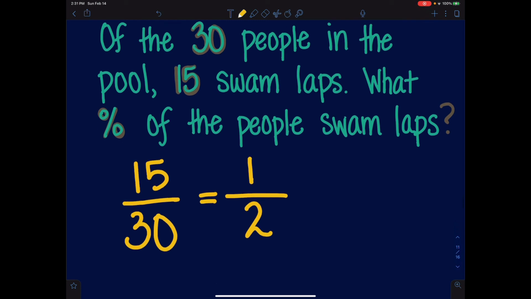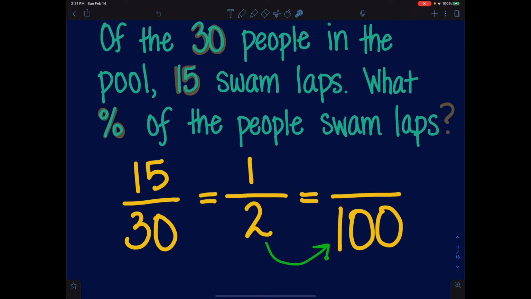And now you can change 1/2 into something over 100, right? So how do you get from 2 to 100? You would have to multiply by 50. And whatever you do to the bottom, you have to do to the top.